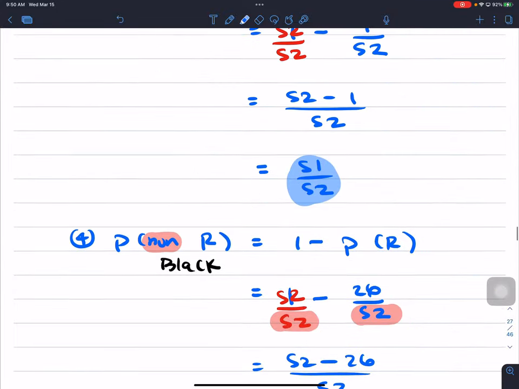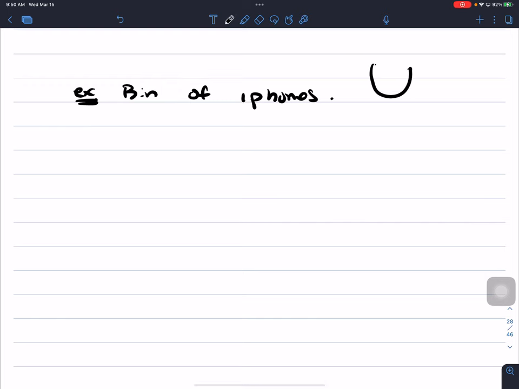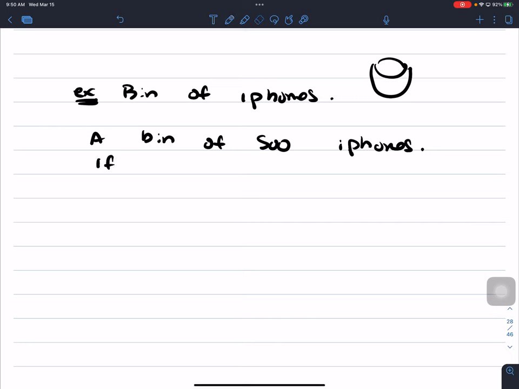And let me give you some more examples here so you guys can understand a little bit more how this may work. I'm going to say you have a bin of iPhones. Okay? What is a bin, by the way? It's a container. Is that true? Yes. Okay. I'm going to say you have a bin of 500 iPhones, in which 25 are defective. Okay?